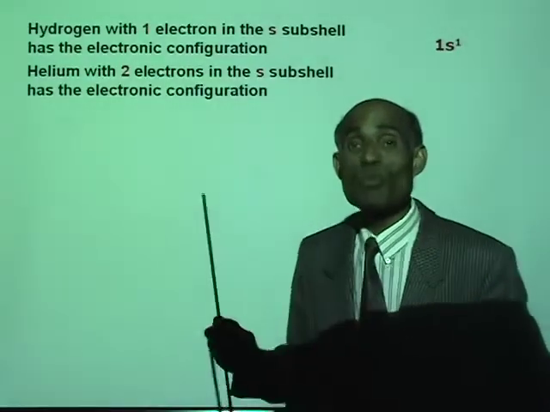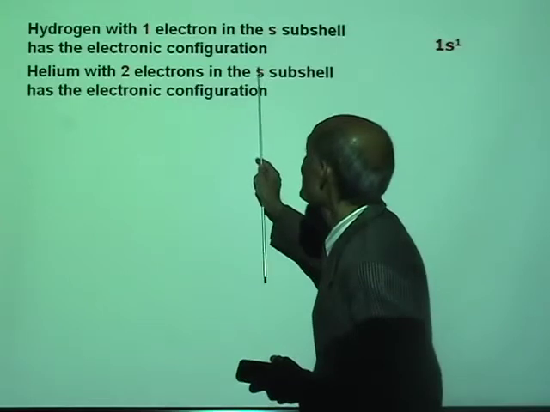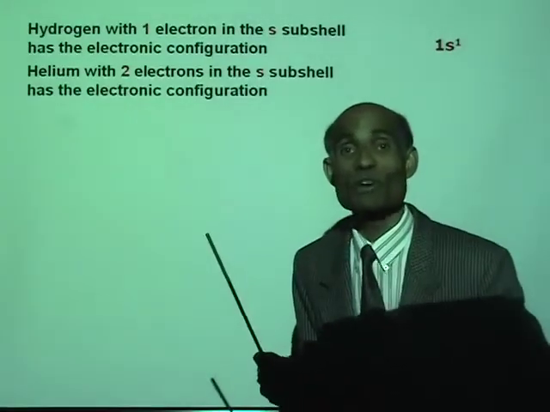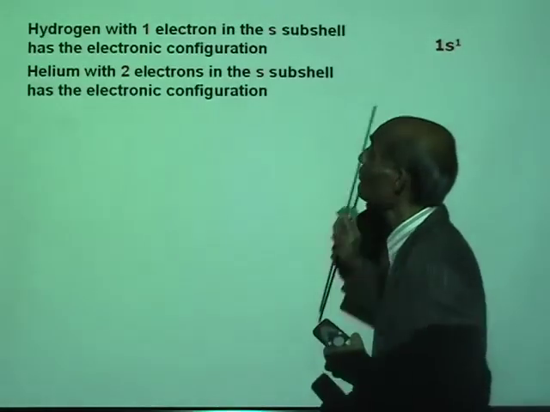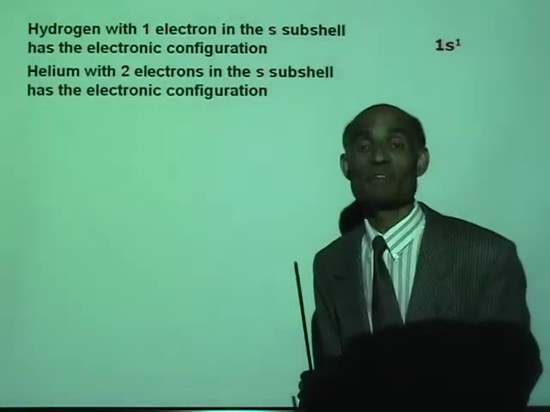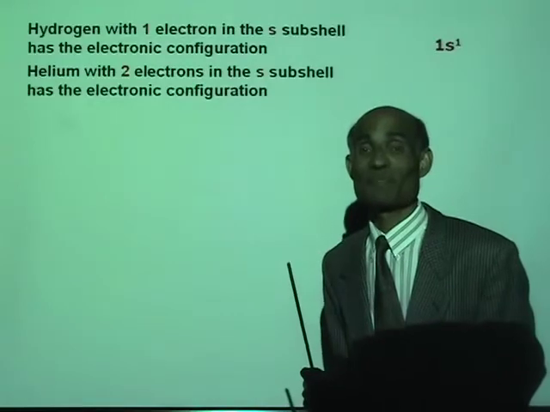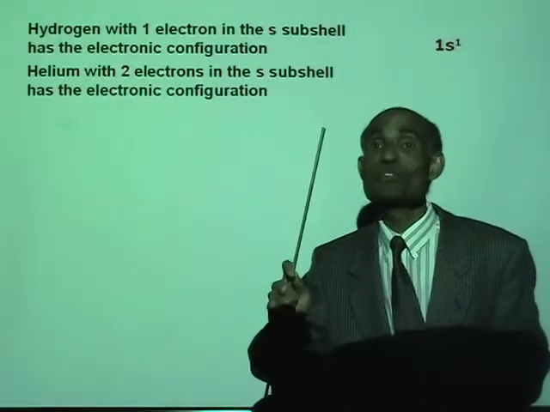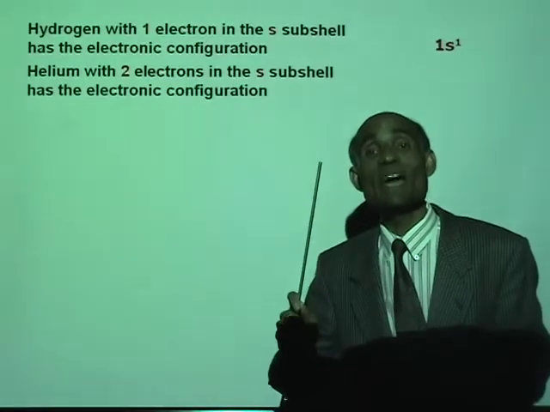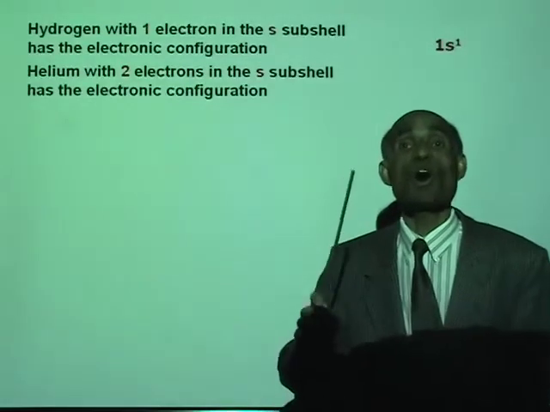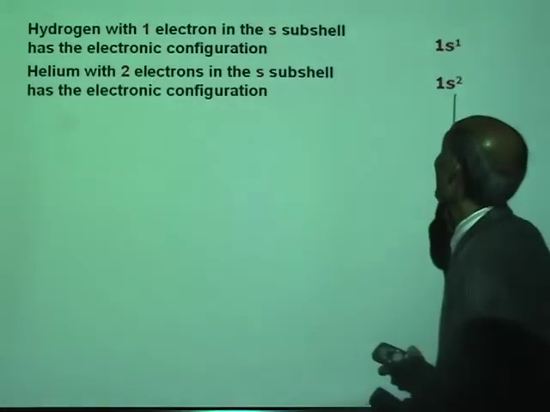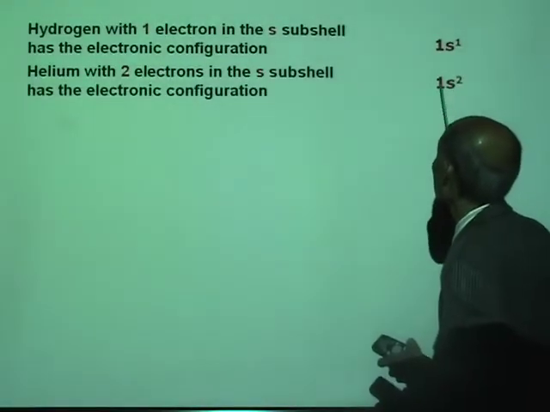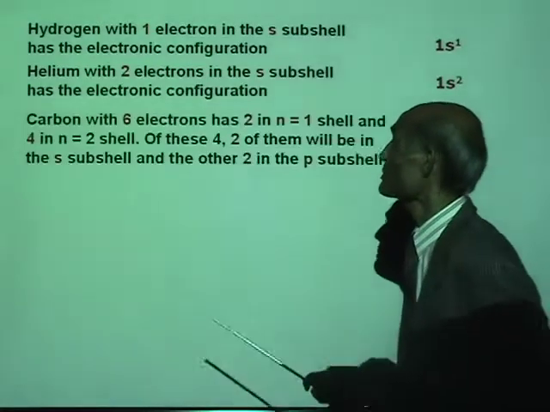Because n equal to 1 has a subshell s that can hold 2 electrons. So what is the configuration for helium? Can you write that for me? It will be 1s2, 2 electrons in the s subshell of n equal to 1.